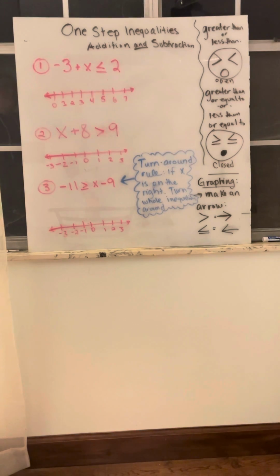Alright, today we are going to learn one-step inequalities. Addition and subtraction. Tomorrow we will do the ones with multiplication and division. These are a lot like equations, except they're not. The main difference being that you have to graph them when you're done, because instead of, like with an equation, there's one answer. With inequalities, there's multiple answers. And I know that doesn't make a lot of sense yet, but it will.